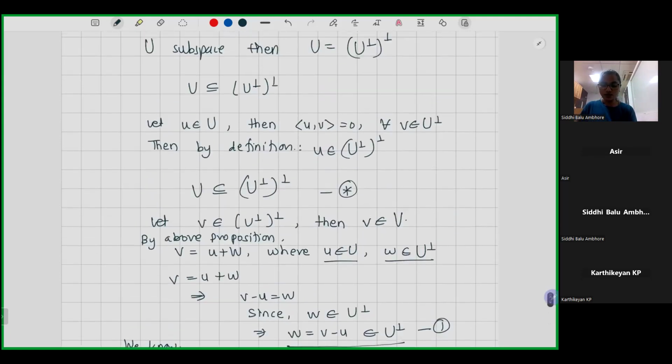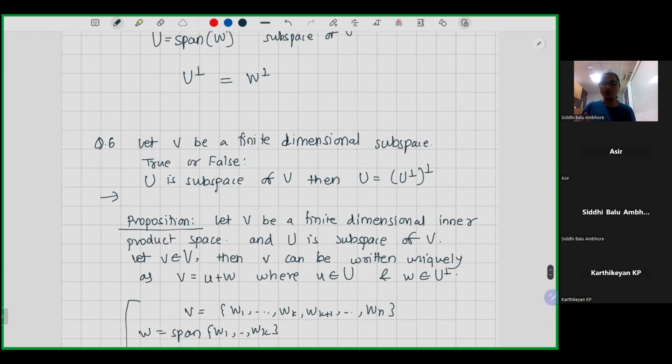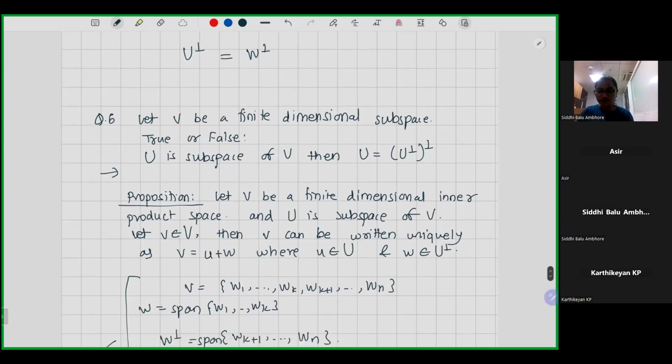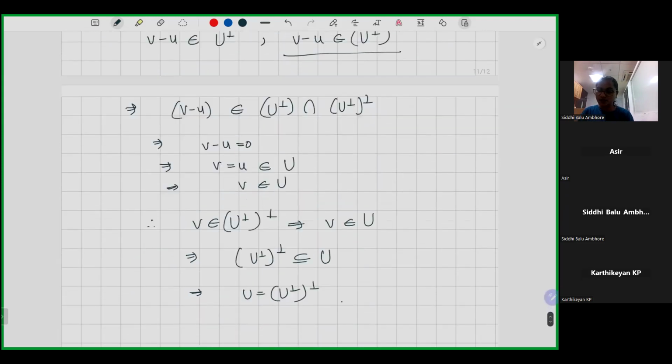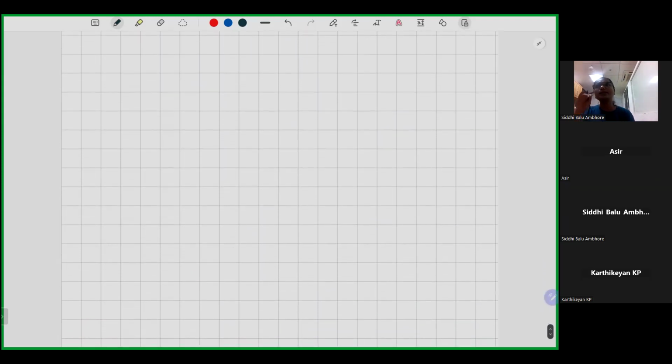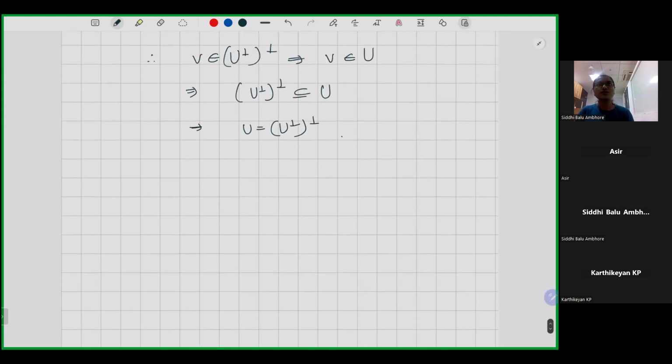So is this okay now? For the finite dimensional case, yes, this holds: if U is a subspace, then U is equal to U perp perp. But this happens only when we have a finite dimensional V. This is not in general true for an infinite dimensional vector space, an infinite dimensional inner product space. And you can find a counter example very easily.